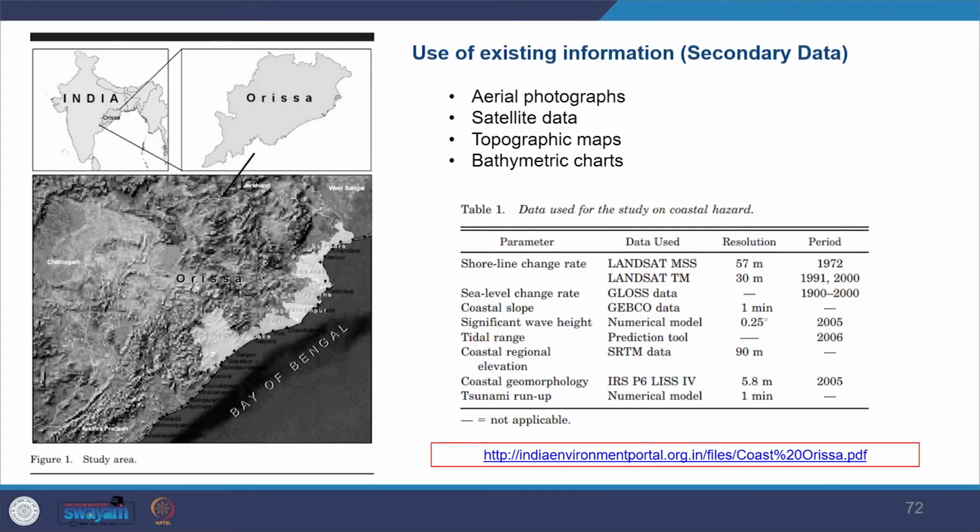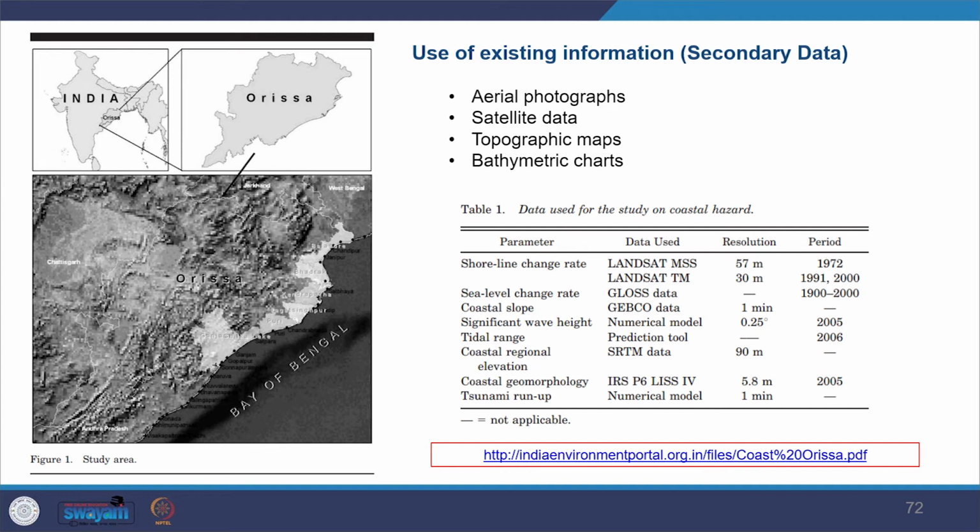When you look at the secondary data, what kind of secondary data would you require? Most of the existing information, you would see, is aerial photography and satellite data, which are more used because the coastal areas are wide and complex, and it's not easy to have point data in most of the places. So we are seeing that the use of aerial photography and satellite data is increasing.